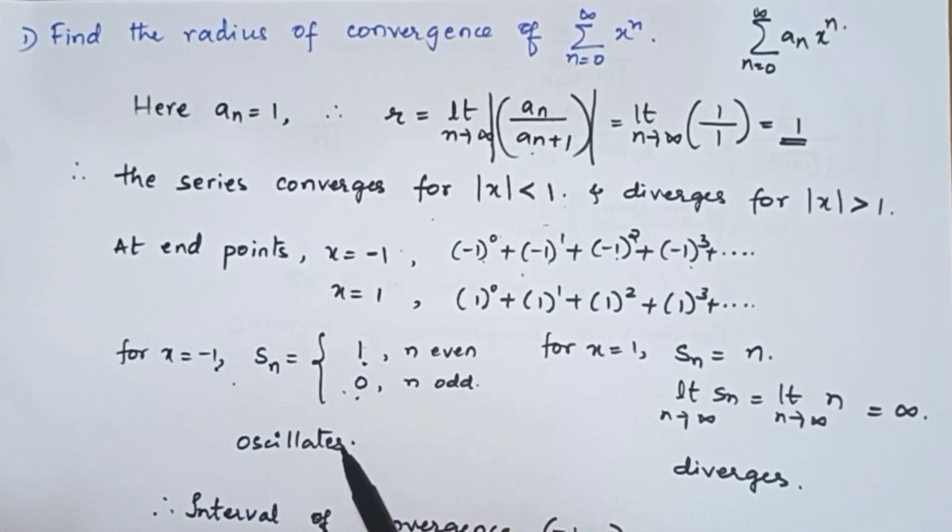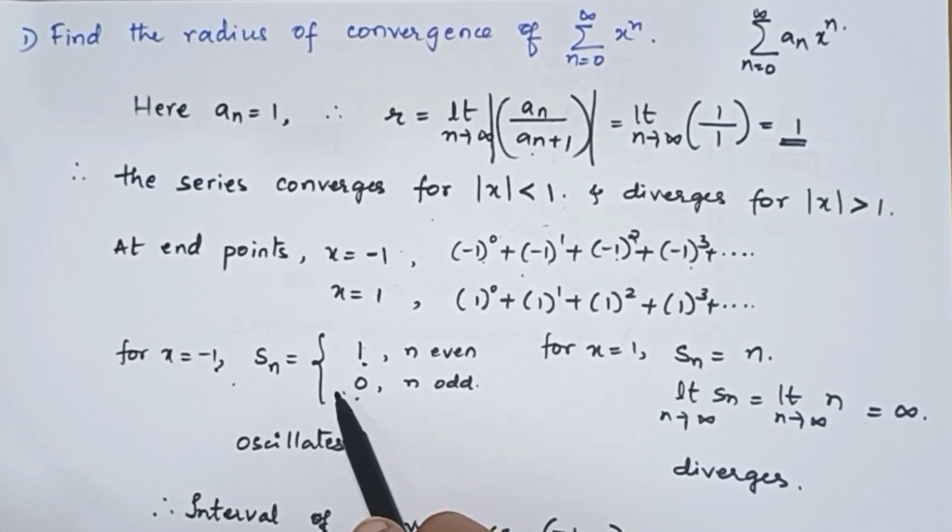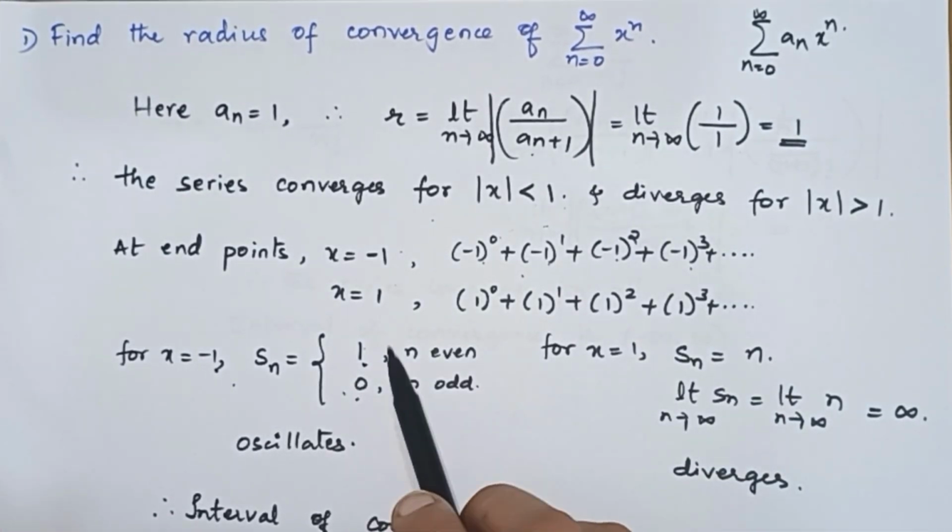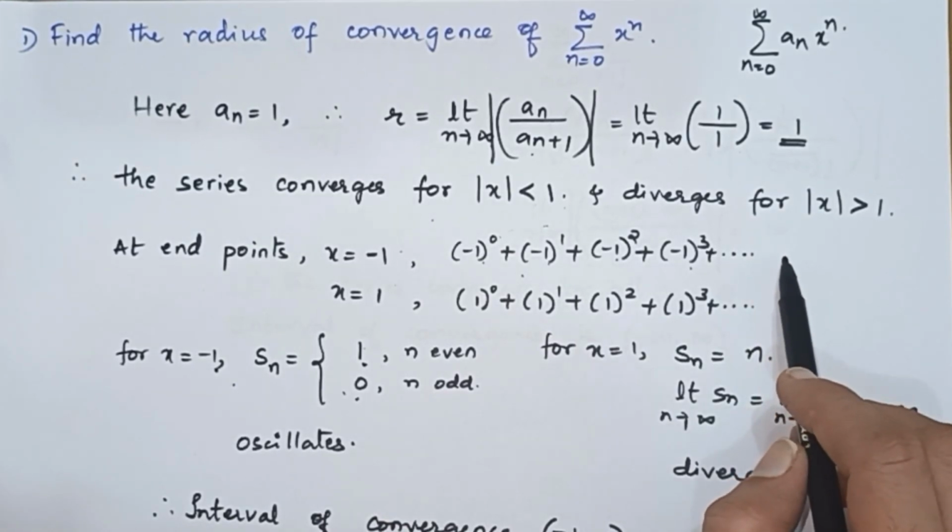Therefore, the sequence of partial sums oscillates. Anyway, what we want is: is it convergent or not? It is not convergent. Therefore, this series is also not convergent.